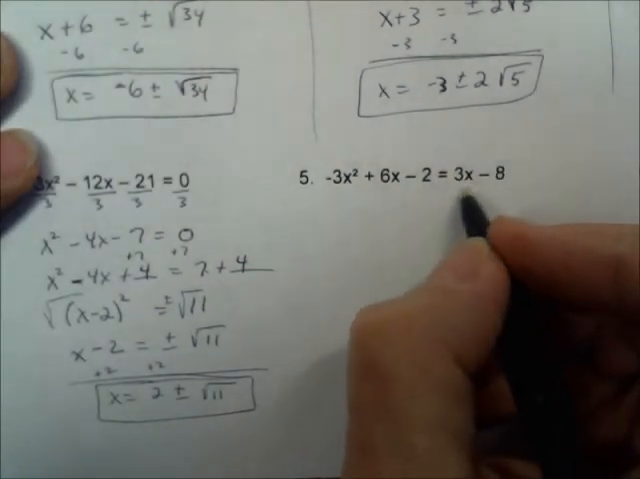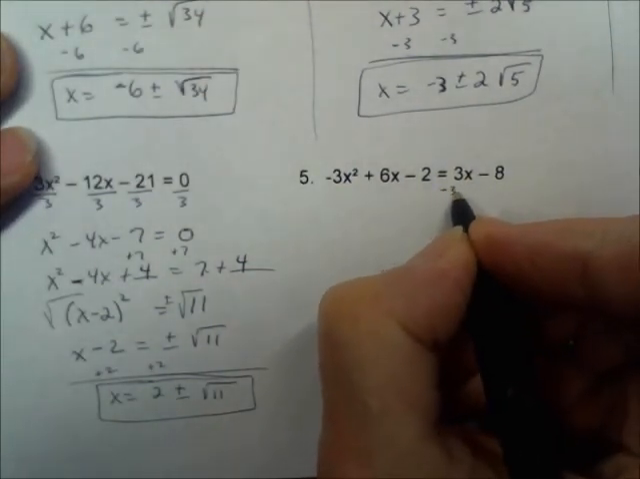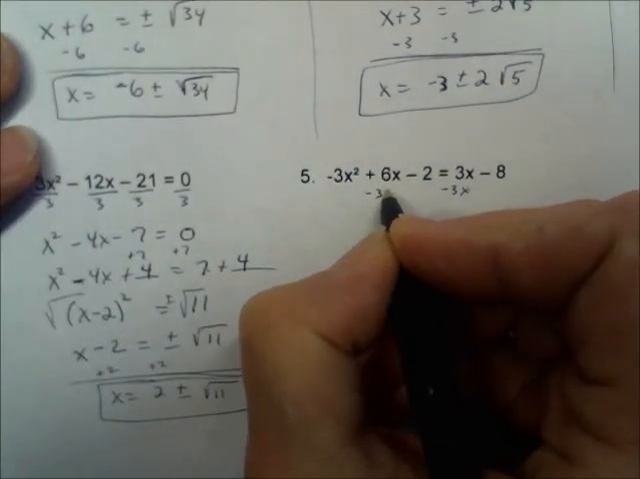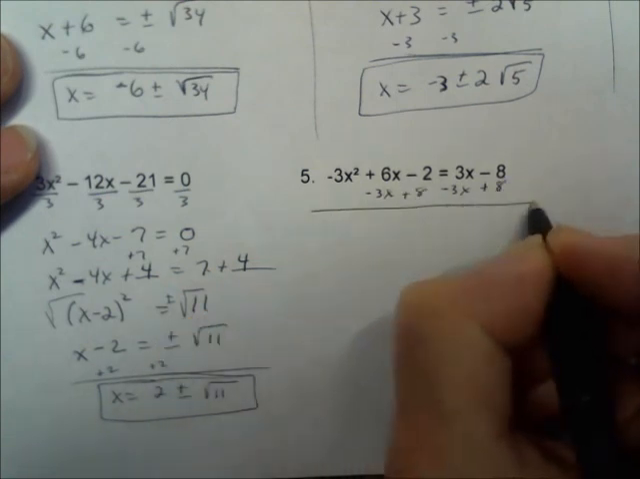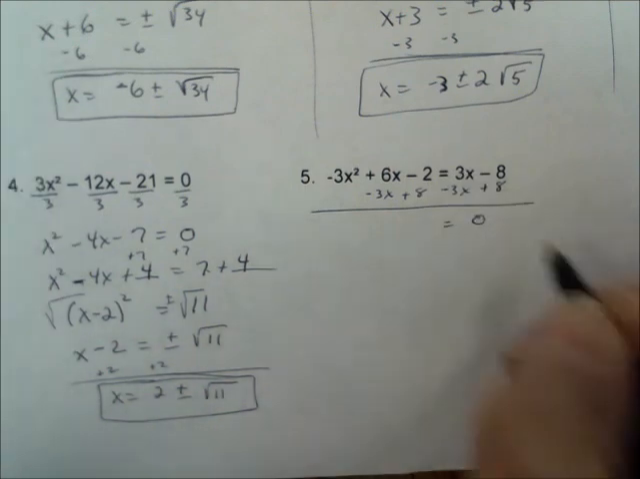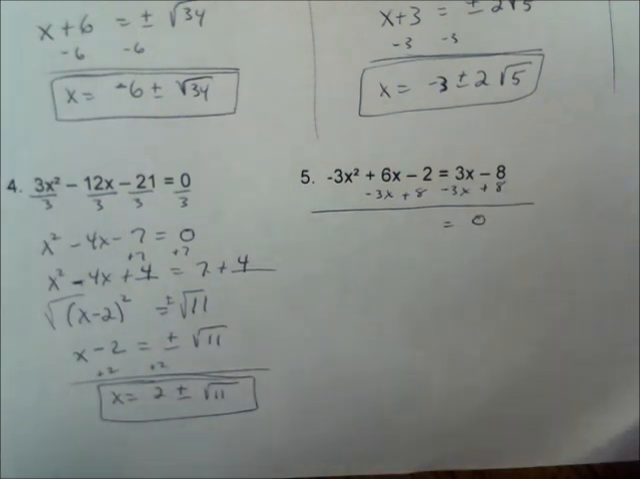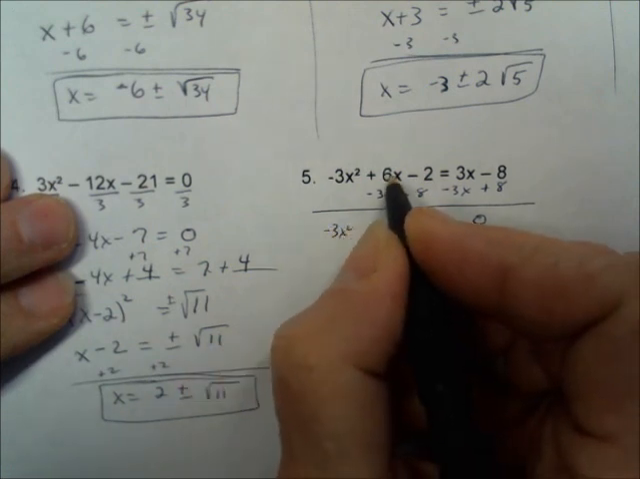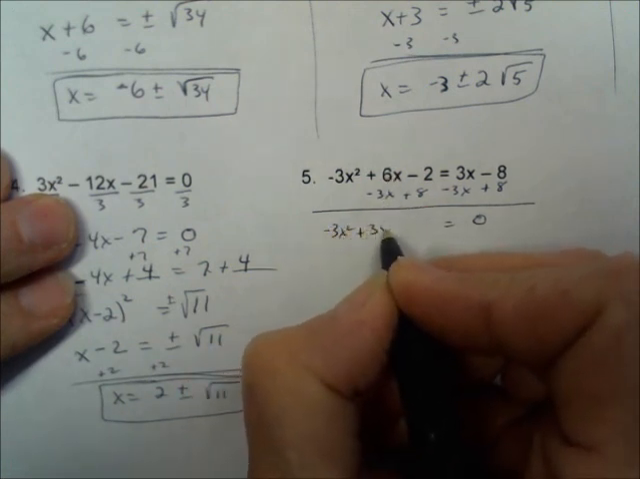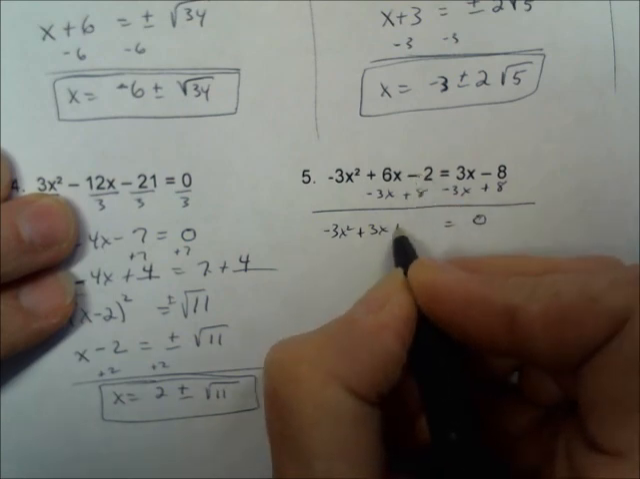Over here, we're going to put a 0 on one side first. So let's subtract 3x from each side, and let's add 8 to both sides, so we can get this equal to 0. A quadratic should be set equal to 0 before you do anything. So this is going to give us negative 3x squared, 6 minus 3 is 3x, negative 2 plus 8 is positive 6.